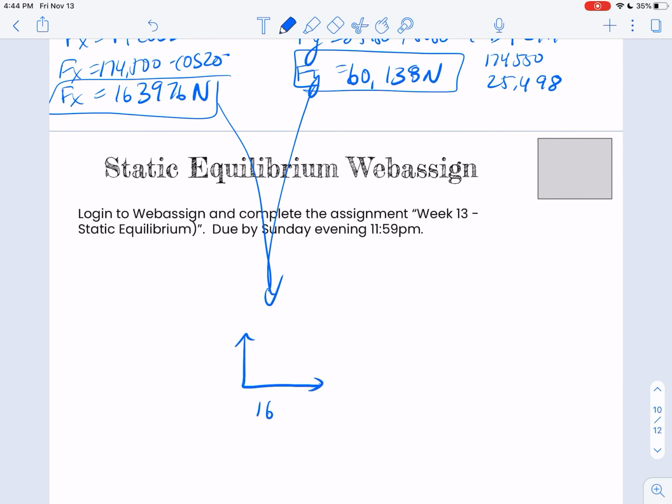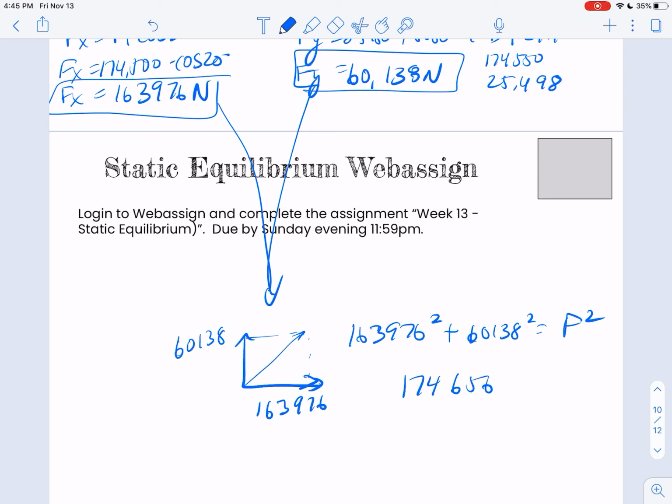So if my x is 163,976, and this is 60,138, then you're just going to use the Pythagorean theorem. So 163,976 squared plus 60,138 squared equals F squared. God, I wish I didn't give Carl my other calculator this morning for the PSAT, because this is a real hassle. These numbers might be wrong, y'all, because this is really hard to do on the iPhone. Square root. Yeah, maybe. 174,656 newtons. That's the force on the boom.